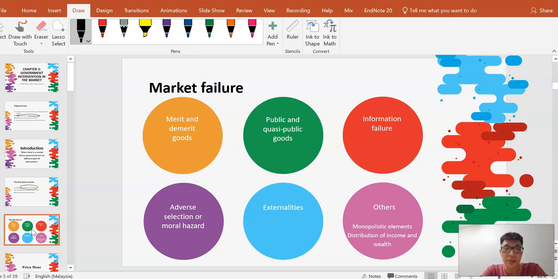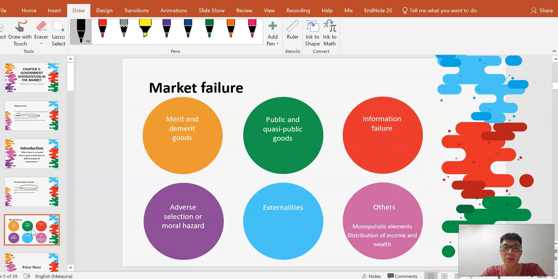First of all is merit and demerit goods. Merit is something good for you, but you don't know. Demerit goods is something that's not good for you, but you don't know. Merit goods are more like education, right? We all know that it is good for us, but we don't know maybe how much we should consume. And same for demerit goods. Demerit goods are like cigarettes. We all know that it may be harmful, but we don't know how harmful it is. So something regarding what we don't know will make the difference and influence the quantity that it should be.